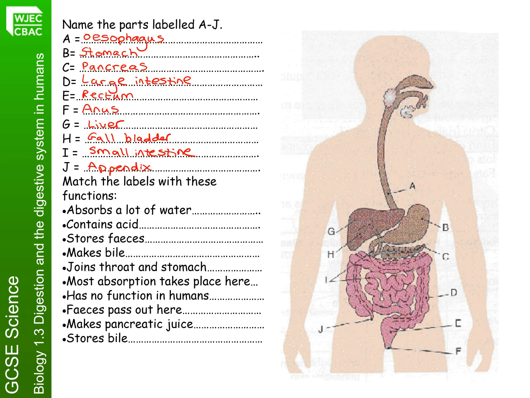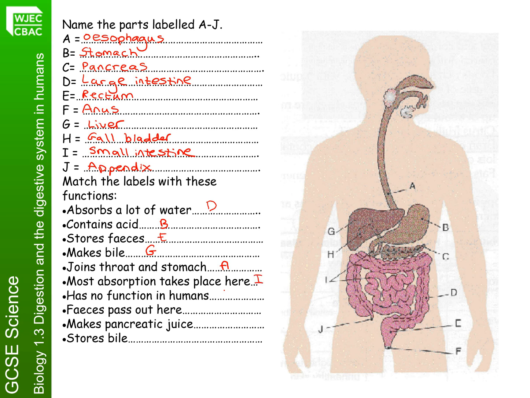With the labels then down at the bottom, so absorbs a lot of water would be the large intestine, so D. Contains acid is the stomach, so you should have B in there. Stores feces would be the rectum, so that's part E. Makes bile is the liver, so that's G. Joins the throat and the stomach is the esophagus, so part A. Most absorption takes place here is the small intestine, so that's I.